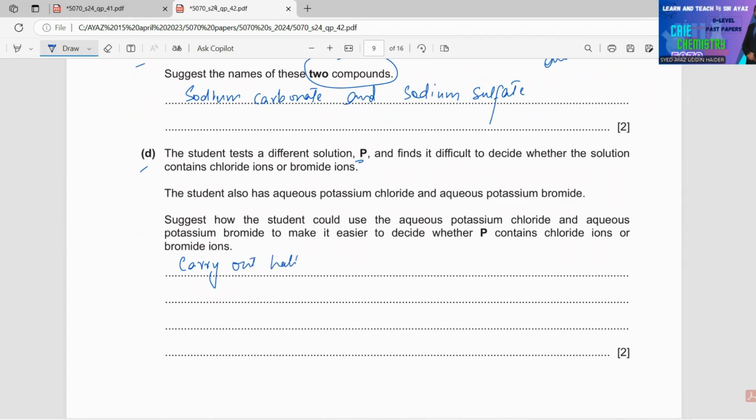Carry out the halide ions test. You can even write the test for this, which is silver nitrate, aqueous silver nitrate, on the potassium chloride and potassium bromide. Then you'll compare the color of the precipitate obtained with the unknown P.